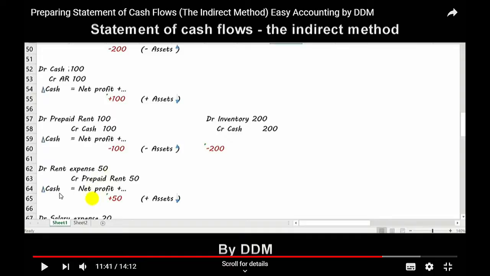So the cash remains unchanged, but net profit reduced by 50. To make both sides equal, we need to add this $50 on the net profit side.